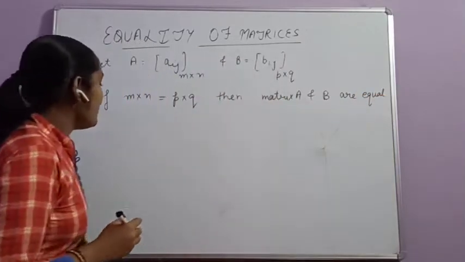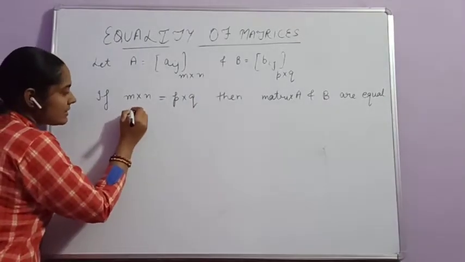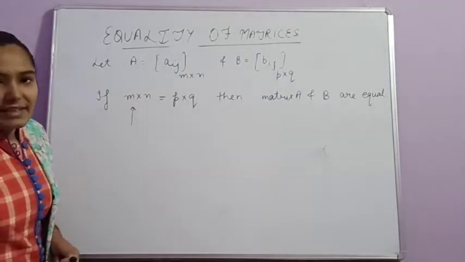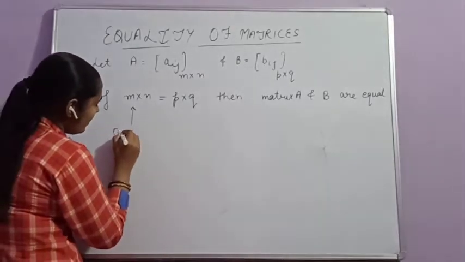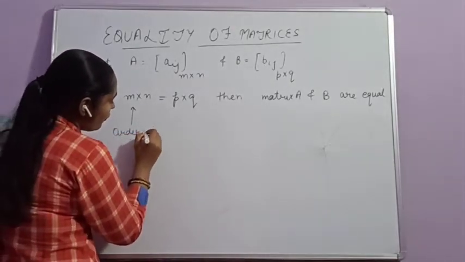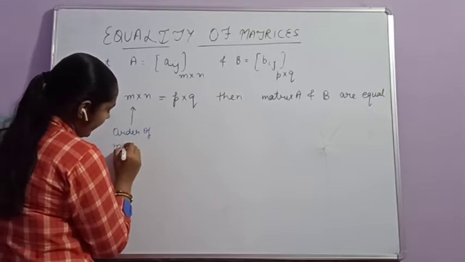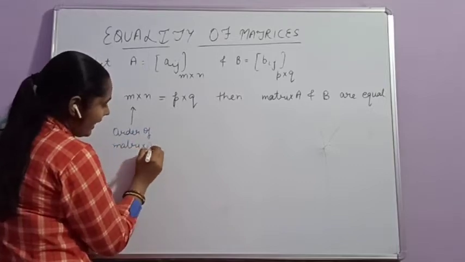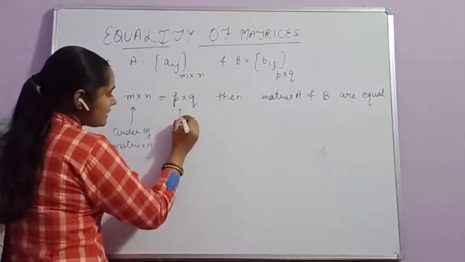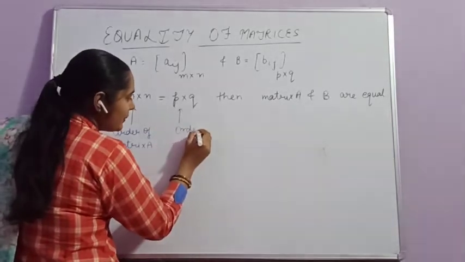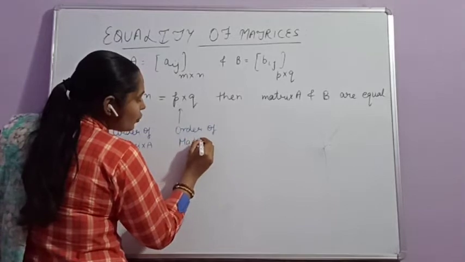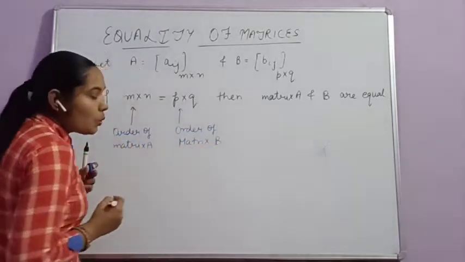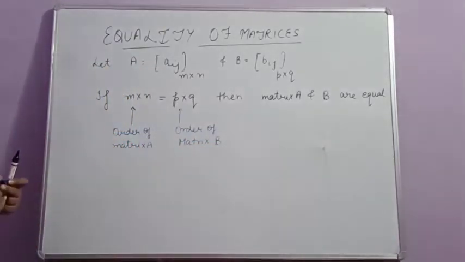Here, what is M cross N? M cross N is the order of matrix A. And P cross Q is order of matrix B. So we can say that two matrices are said to be equal if their order is same.